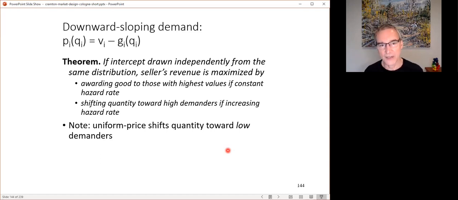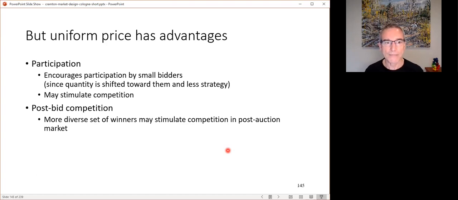Okay, and that's something that's not addressed by this theory. And that's the other advantages: encouraging participation by the small bidders, stimulating competition, and post-auction competition is higher too. So for example, if I'm procuring resources from suppliers, I might want to make sure that I've got multiple suppliers that win, so that the next time we have an auction, there will be multiple parties that will compete in my procurement auction.